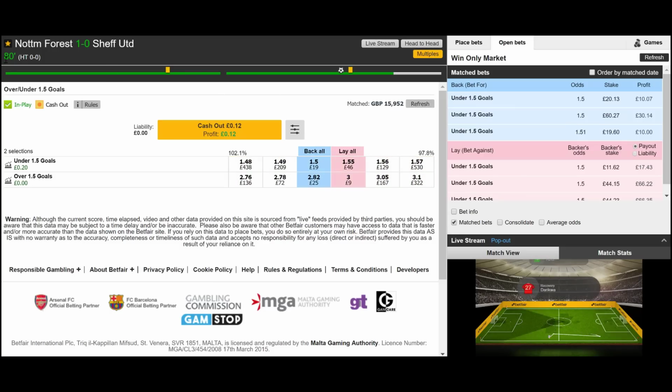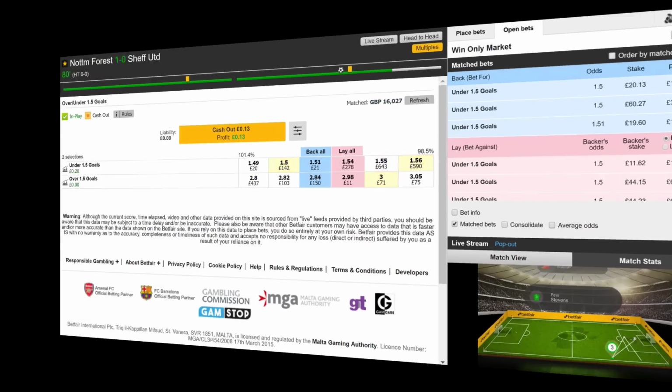Nottingham Forest 1, Sheffield United 0, 18 minutes on the clock. We didn't get the 2 goals we wanted. We got the 1 goal, so that means we take no loss at all. But we're in the market for a good stretch to try and win the full stake, and there will be better trades to come. You have to keep that in mind.